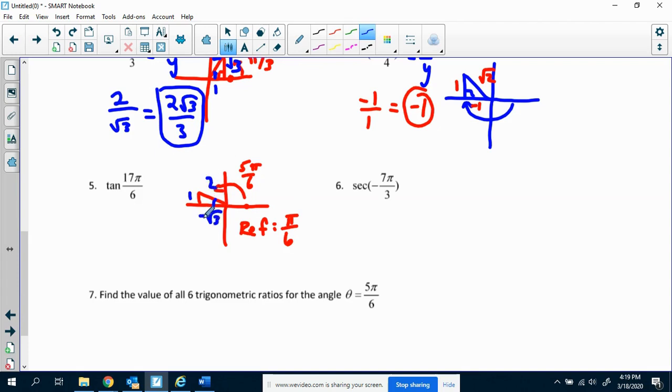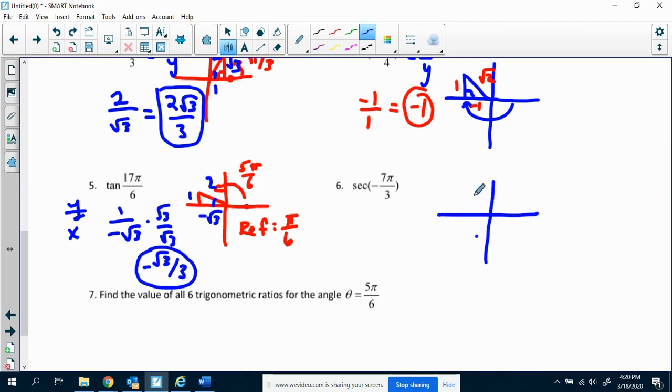So now trying to find this. 1, square root of 3, and 2. The x value is negative. So tangent is y over x. Y is 1. X is negative square root of 3. If I multiply by the FFU, root 3 over root 3, I end up with negative square root of 3 over 3 as my answer.